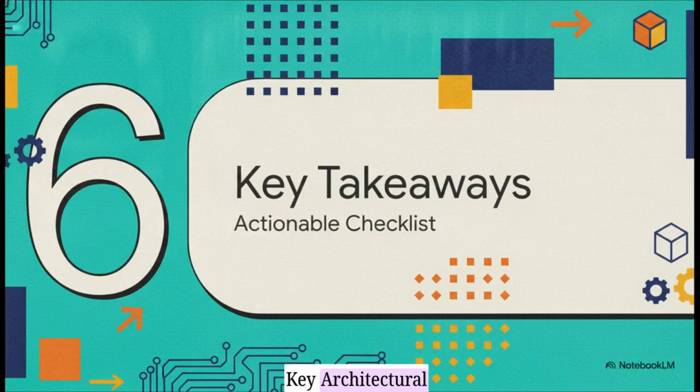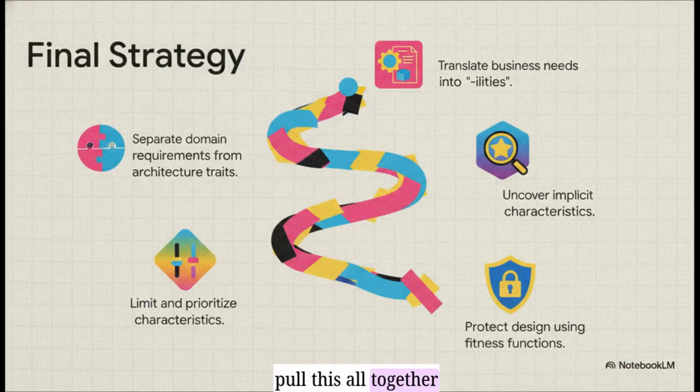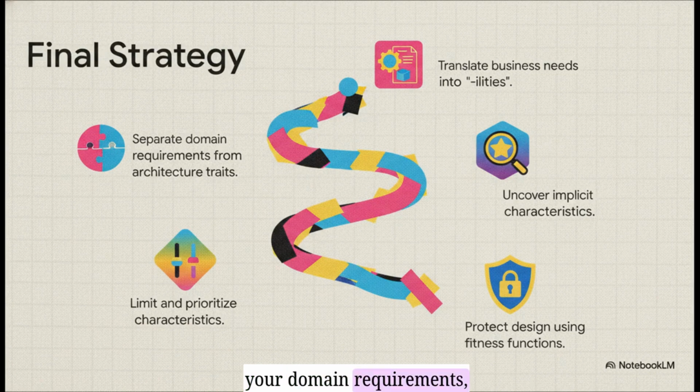Section 6. Key architectural takeaways. Let's pull this all together into a final strategy. First, always clearly separate your domain requirements, the what, from your architecture characteristics, the how. Second, actively translate those plain English business needs into concrete abilities, like customizability or scalability. Third, use your expertise to sniff out those crucial implicit characteristics that stakeholders just forgot to mention. Fourth, embrace the trade-off. Limit and prioritize your characteristics based strictly on business value. And finally, don't let all your hard work rot away. Protect your design using automated fitness functions.